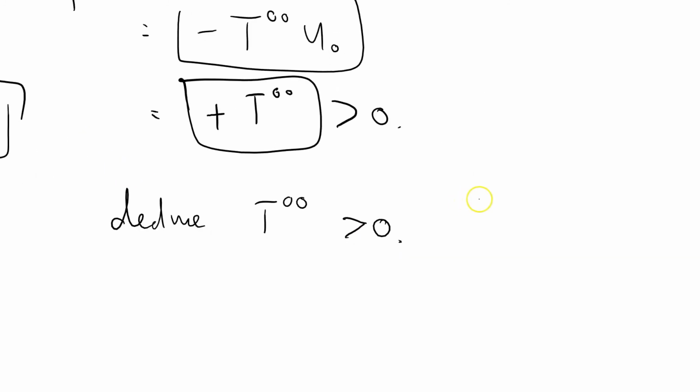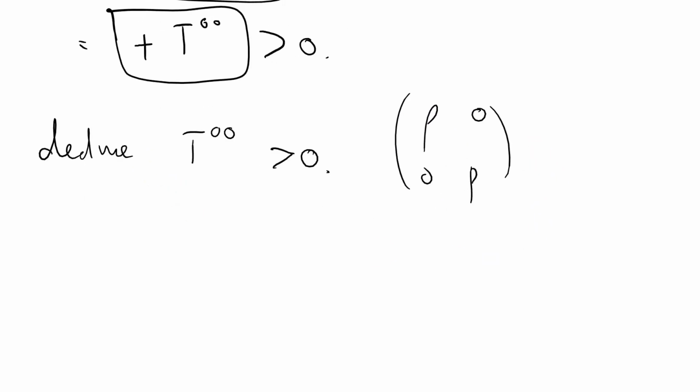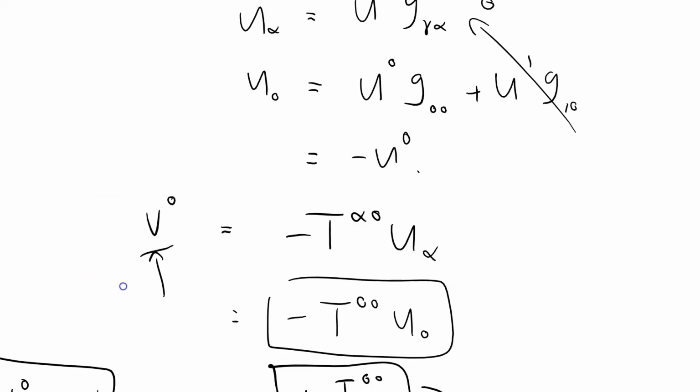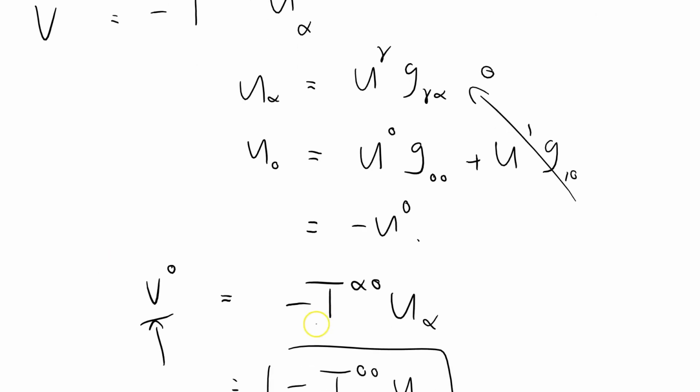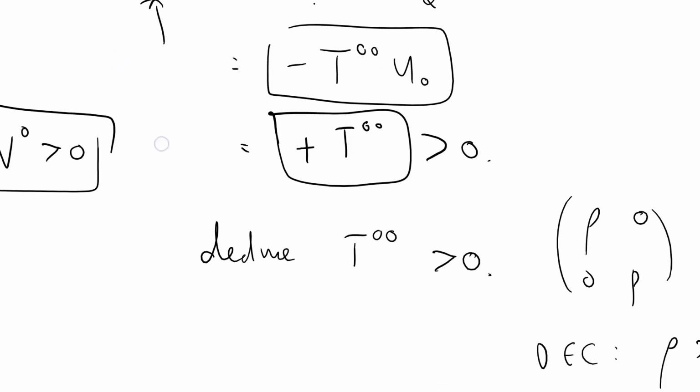And you remember the form for T I had was rho 0 0 p, and the dominant energy condition says that rho is positive. Well, that's nice. We know that the density is positive. So that's a nice deduction from the dominant energy condition. We know that the time component has to be positive, and that tells us that the density is positive.